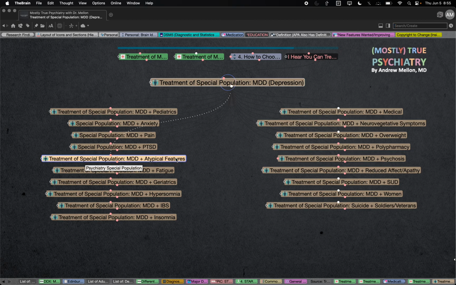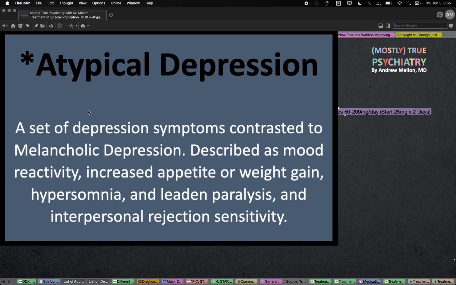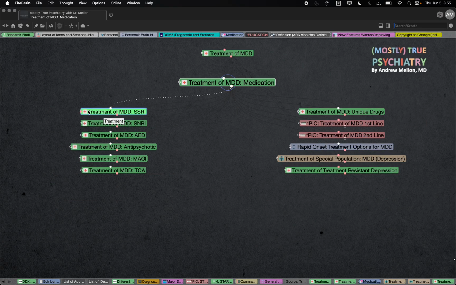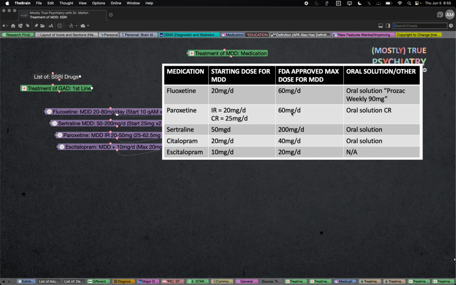another attending or somebody, or they read about atypical features with depression. So we could go into that. We'll talk about that, maybe medications or things that used to be talked about in that space. And then making sure they understand what they're doing and FDA information, right? FDA approved uses of things. Maybe it's FDA approved max dosing.